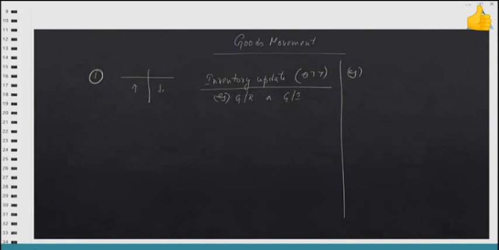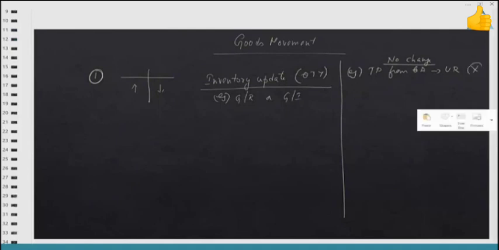Now when you do a transfer posting from quality to unrestricted stock, in that case the total inventory in that plant or storage location does not change. You are essentially moving stock from one storage type to another, right? So this is no change. Let me put it with a cross mark.